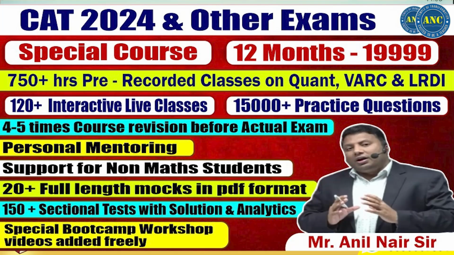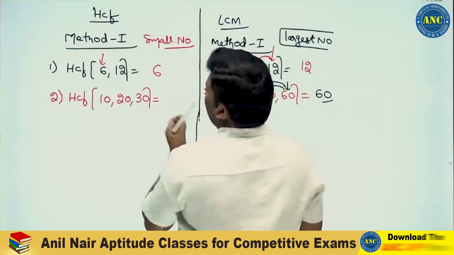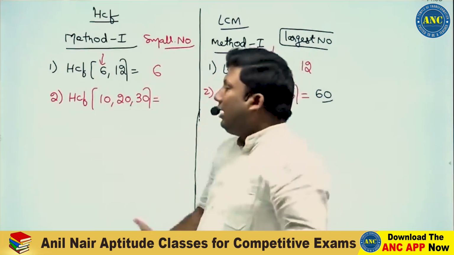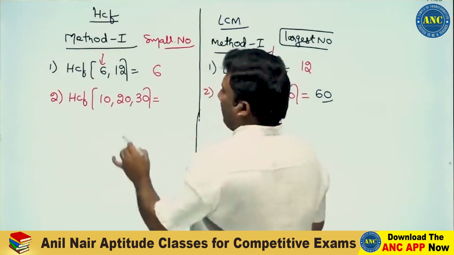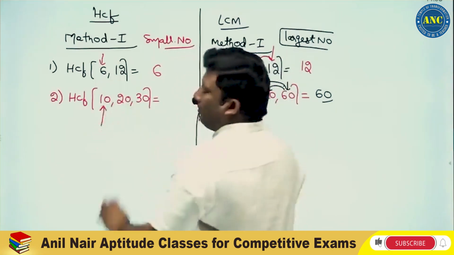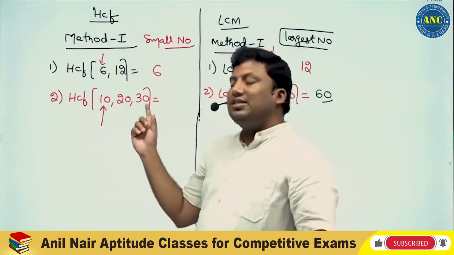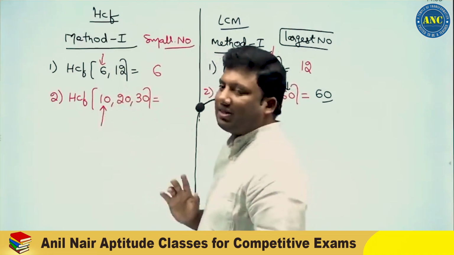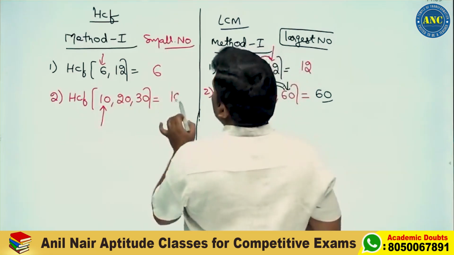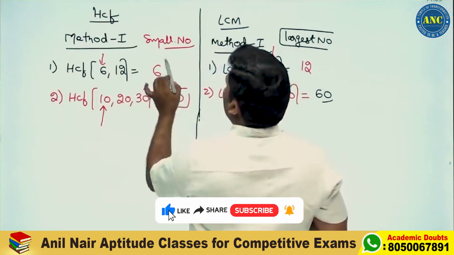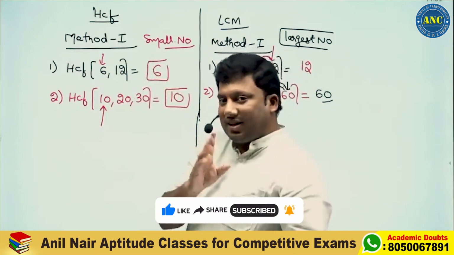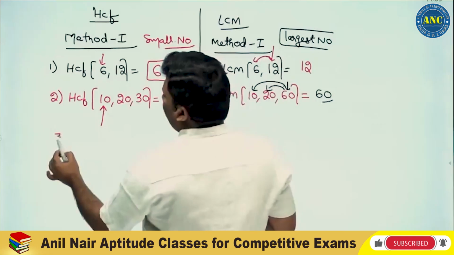Five examples we will solve. HCF of 10, 20 and 30. In LCM, I will go to the largest number. In HCF, I will go to the smallest number. The smallest number is 10. Check whether 10 is a factor of every other number. Yes, 10 2s are 20, 10 3s are 30. The smallest number is a factor of every other number, so the smallest number will be the answer. Is the idea clear?